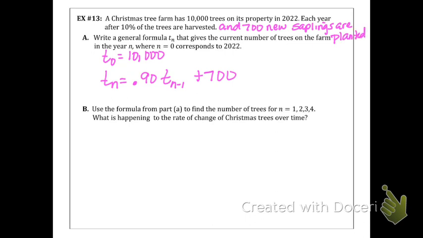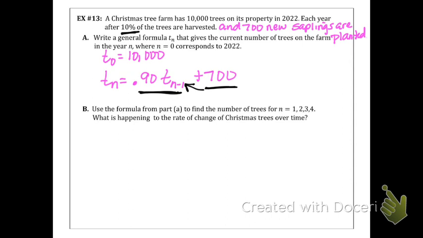Okay, so that's where we got this. So let me go back now. So we know if 10% are harvested, that means they're leaving 90%. So 90% of the previous year, that's what that T sub n minus 1 is. Okay, that's the amount that's left. And this is what they're increasing by because they're planting the new ones. Okay, so they're increasing it by 700. So there's our general form.